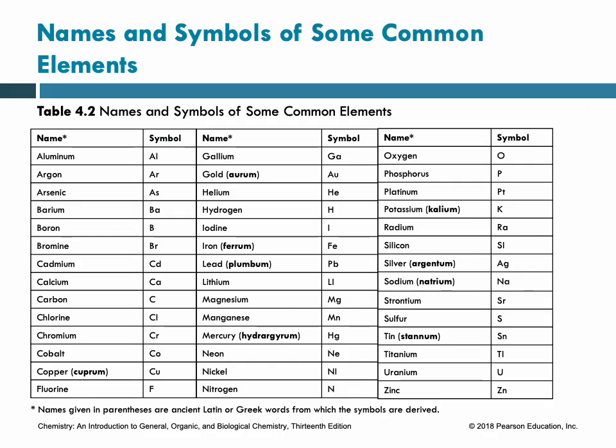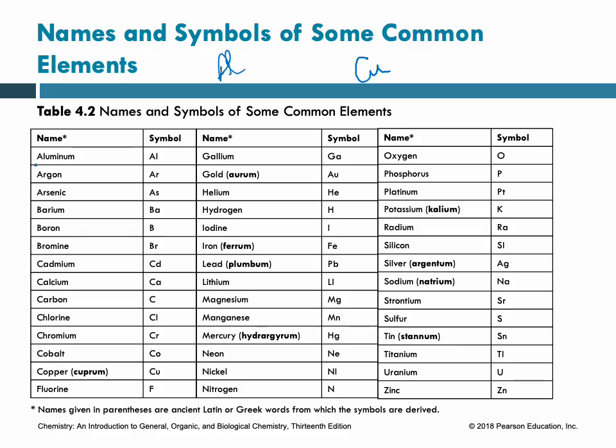Here are some common elements and their symbols. You should definitely familiarize yourselves with these because you see them around you. Aluminum, you should know, is Al. Copper is Cu. It's not Co. Co is cobalt. Copper is Cu. Okay, why is it Cu? Some of these are pretty easy.